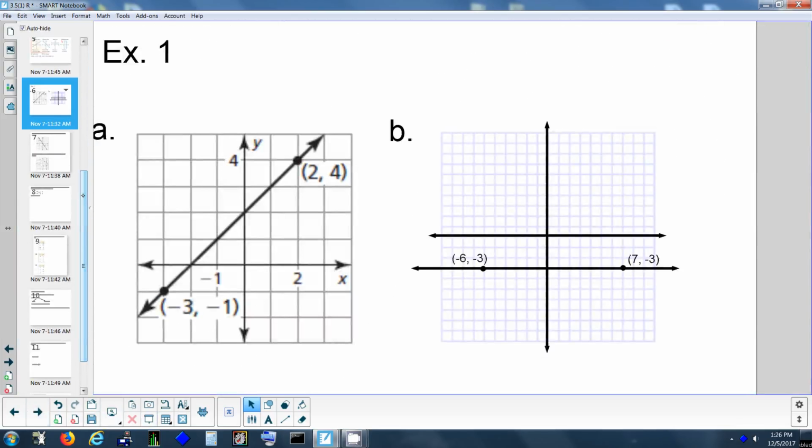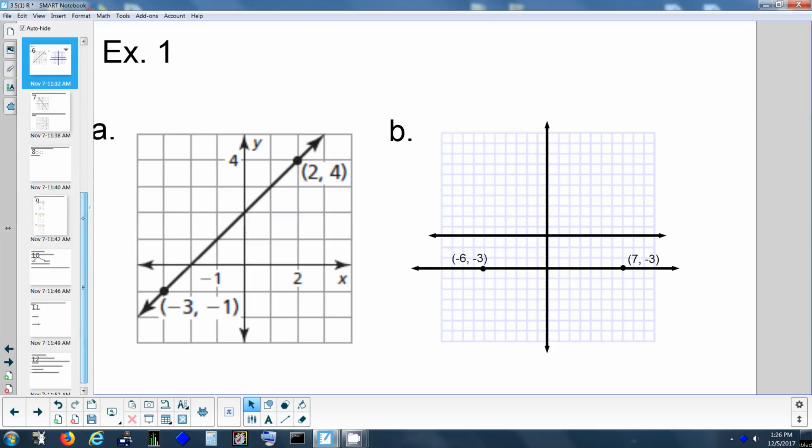All right, so let's look at example number 1. What I want to do here, guys, is first identify or describe the slope. By describe the slope, I mean identify positive, negative, 0, or undefined. Those ones that we put on the bottom of your notes, that's what we're asking you to do here. Describe the slope, and then figure out what it is.